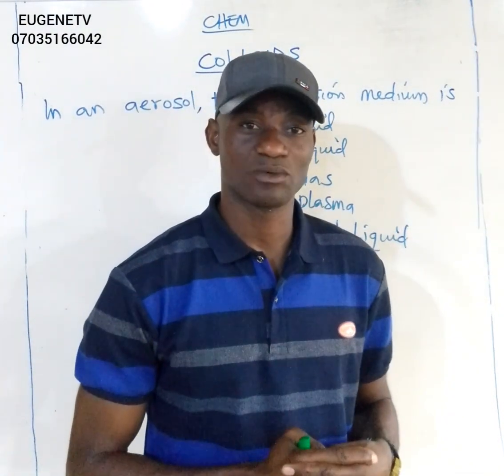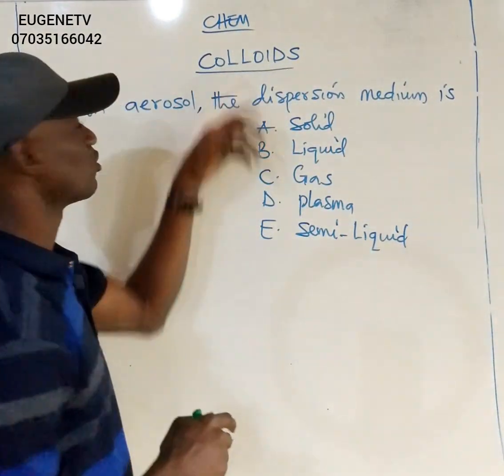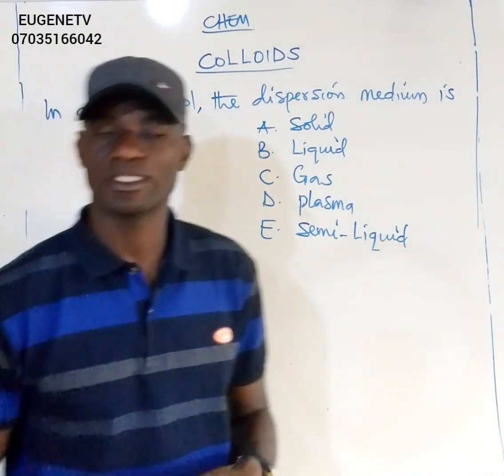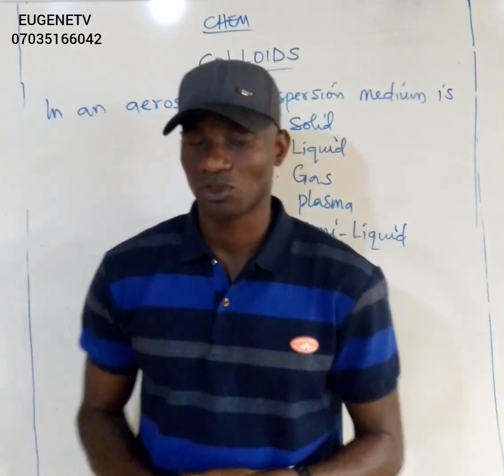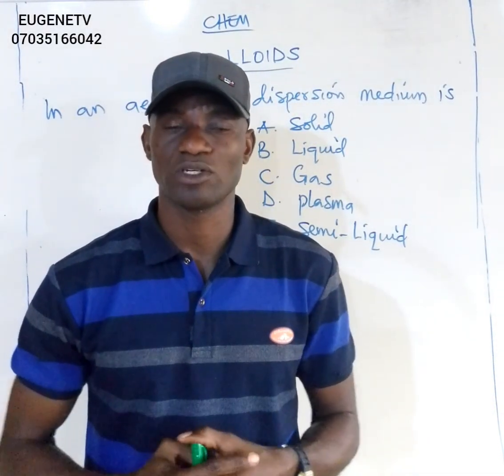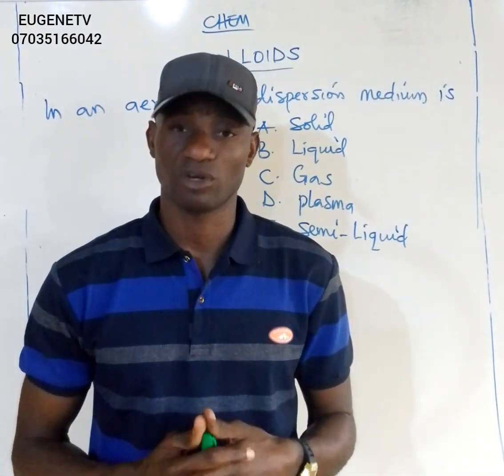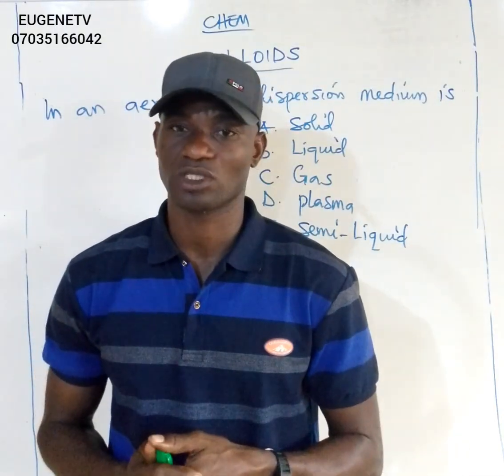Let's take a look at this interesting question. This question is going to be based on colloids. Colloids is another name for false solution. When we look at solutions, we say solutions are divided into two major types. We have true solutions and false solutions. And another name for false solution is colloids.